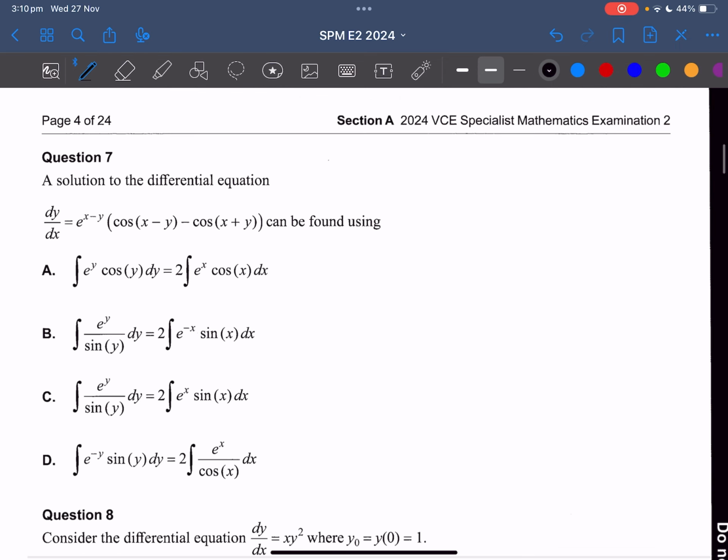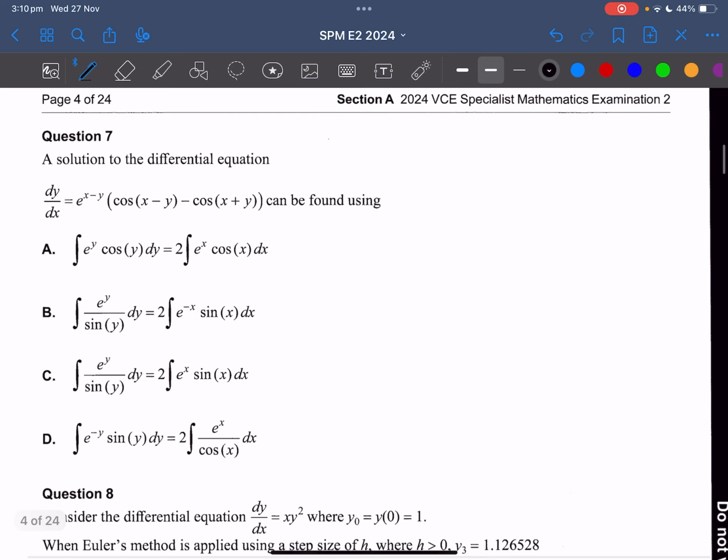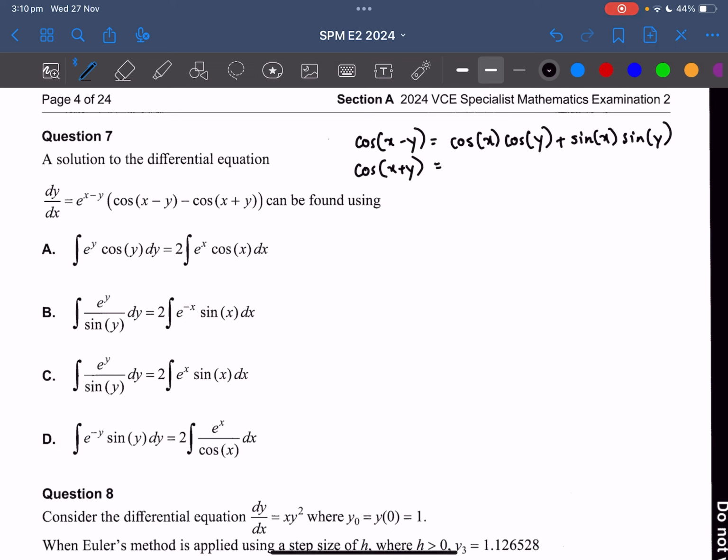Question number 7. A solution to a differential equation. This can be found using... Okay, so cosine of x minus y would be cosine of x cosine of y plus sine of x and sine of y. Now this is again given in your formula sheet, so if you can't remember it off the top of your head, no stress, you can still find it in the formula sheet, okay? And then we have to do cosine of x plus y as well, so the sign is going to be flipped, so cosine x cosine y minus sine x sine y.